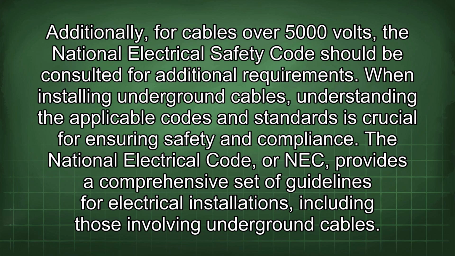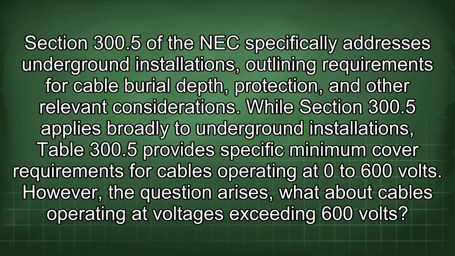The National Electrical Code, or NEC, provides a comprehensive set of guidelines for electrical installations, including those involving underground cables. Section 300.5 of the NEC specifically addresses underground installations, outlining requirements for cable burial depth, protection, and other relevant considerations. While Section 300.5 applies broadly to underground installations, Table 300.5 provides specific minimum cover requirements for cables operating at 0 to 600 volts. However, the question arises, what about cables operating at voltages exceeding 600 volts?